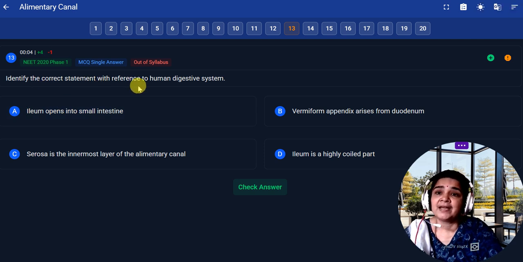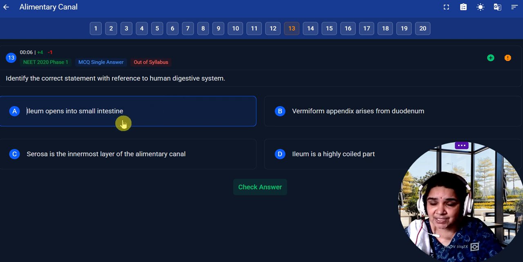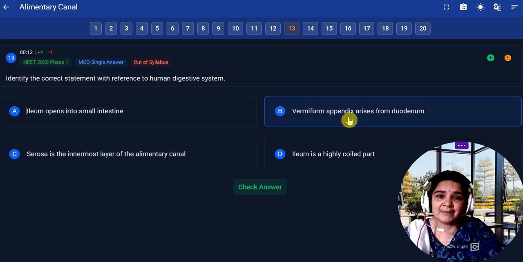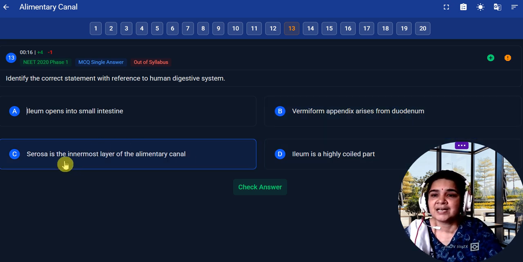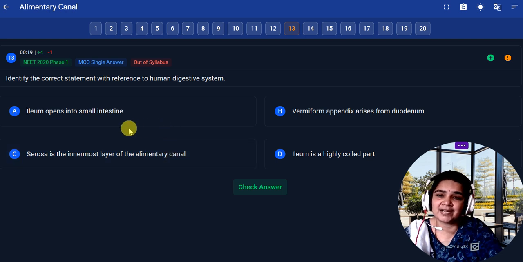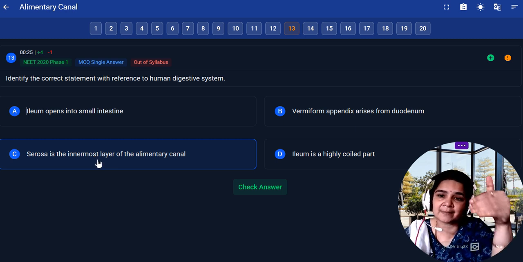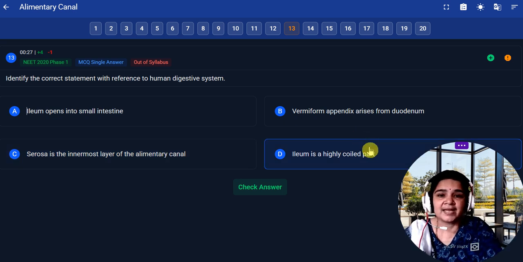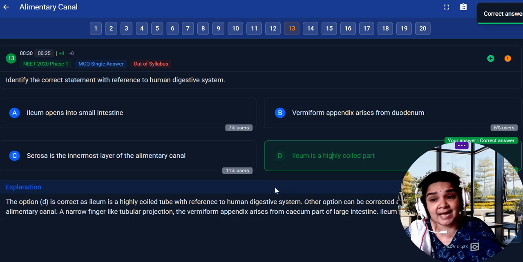Identify the correct statement with reference to the human digestive system. Ileum opens into the small intestine. No, ileum is one of the parts of the small intestine. Vermiform appendix arises from the duodenum. No, it is also wrong. Serosa is the innermost layer of the alimentary canal. It is also wrong. Why? Because serosa is the outermost layer. Serosa, muscularis, submucosa, and mucosa. Then ileum is a highly coiled part. So it is correct. Ileum is a highly coiled part of the small intestine.